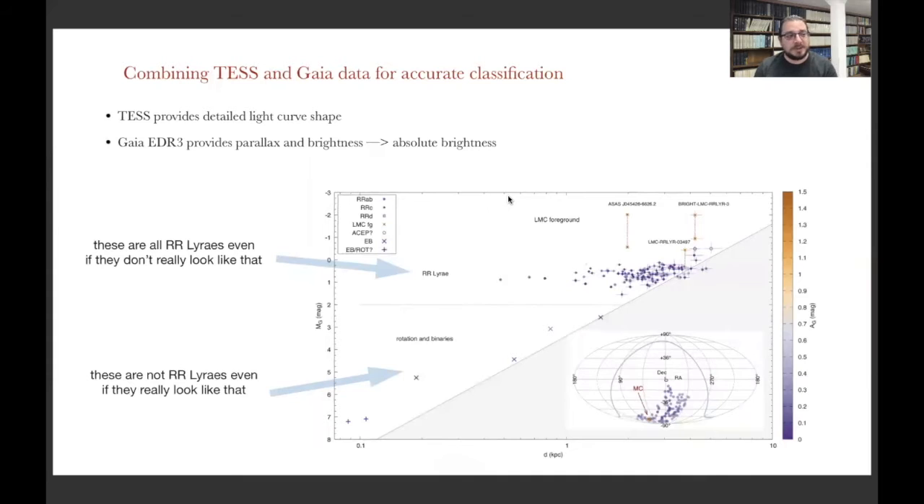TESS was able to provide us with accurate light curve shape information, but for proper classification, we also used Gaia EDR3 data and computed the absolute magnitudes of these stars as well. This plot shows that RR Lyrae stars cluster at a narrow brightness level between 0 and 1 absolute magnitude in G, and intrinsically fainter variables can be easily filtered out even if their light curves look very similar to RR Lyrae stars.